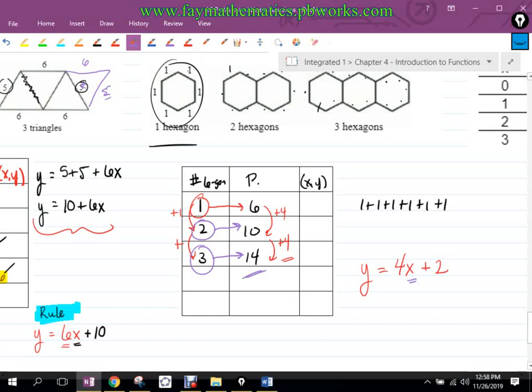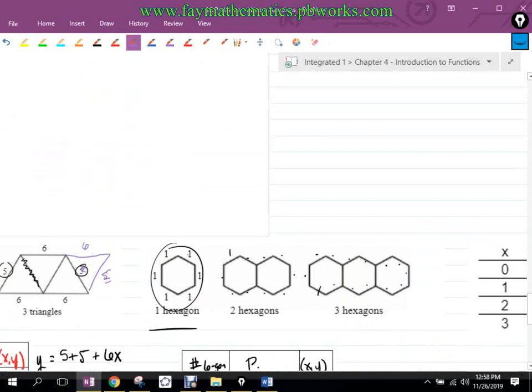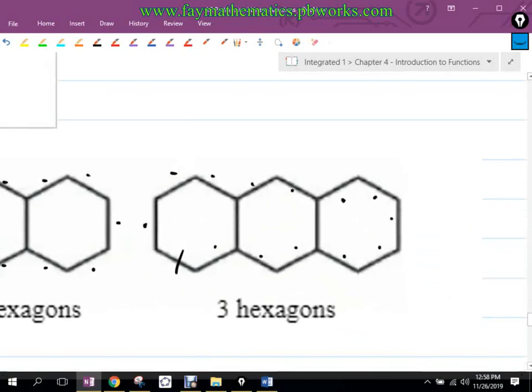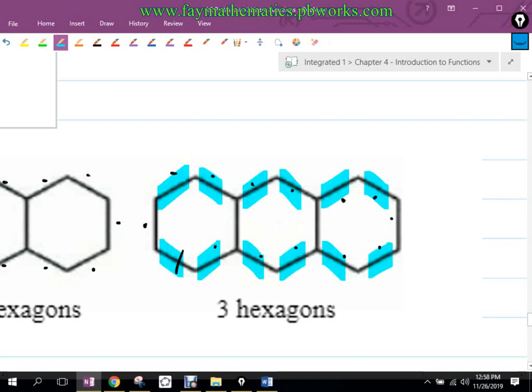Yeah. All right. Now, why am I adding 2 each time? Here's the thing about what the 4x does. If I look at this picture right here, would you agree that this side, that side, and all of these sides are exposed for perimeter? Okay, so how many do you have there? You have 12, which is 4 for each one of those figures, right?